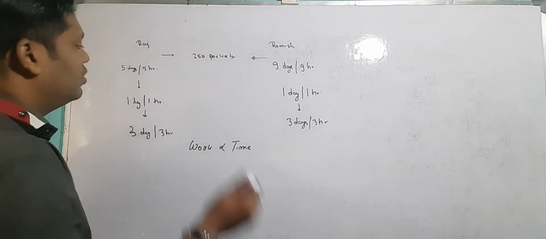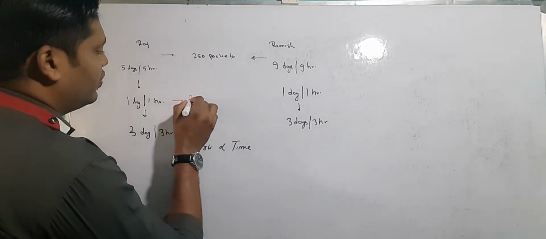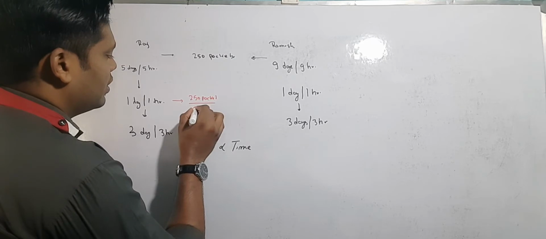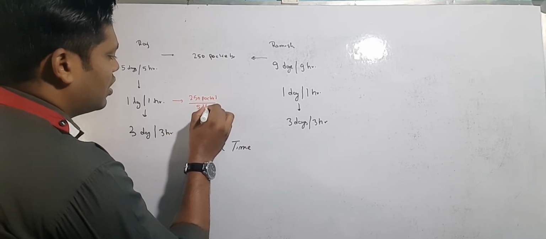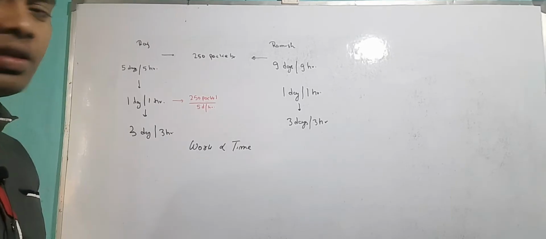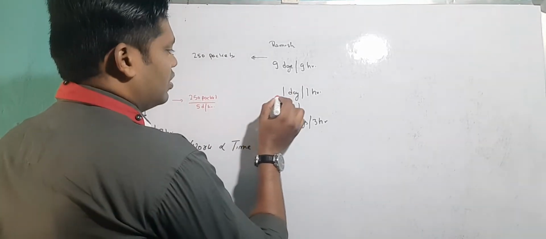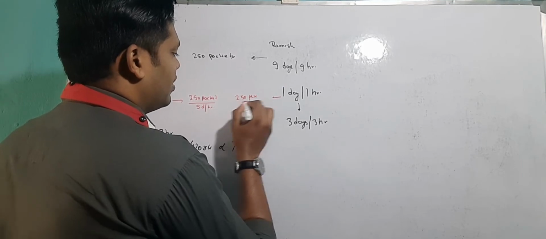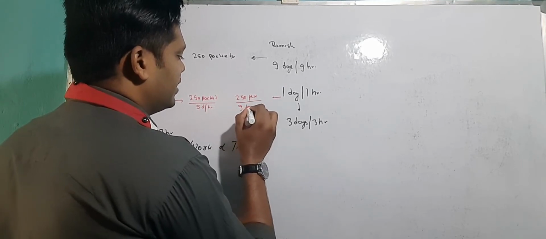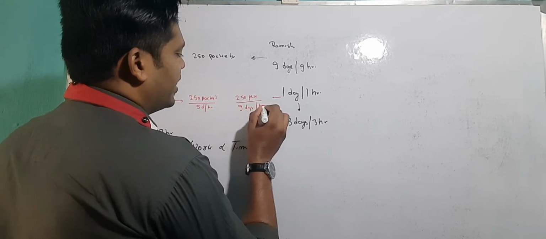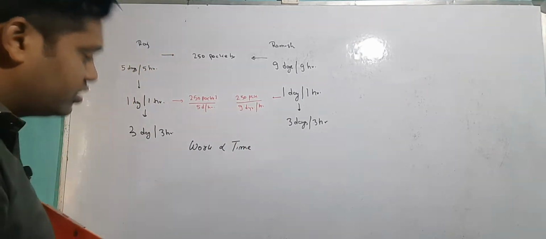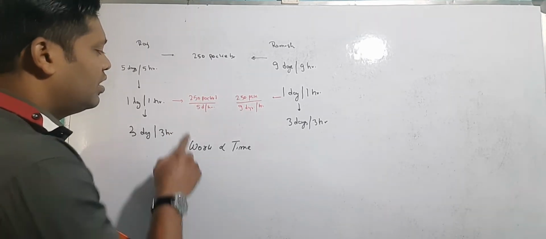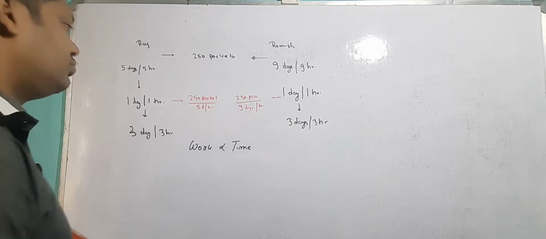So it will be 250 packets by 5 days or hours. In the case of Mr. Ramesh it will also be the same. It will be 250 packets by 9 days or 9 hours. Same thing, I told you, when the days get reduced the packets get reduced. So how much will it be? Around something. So that is the 1 day work.